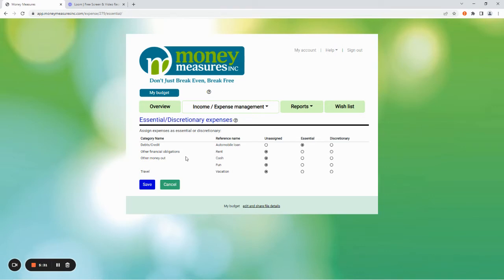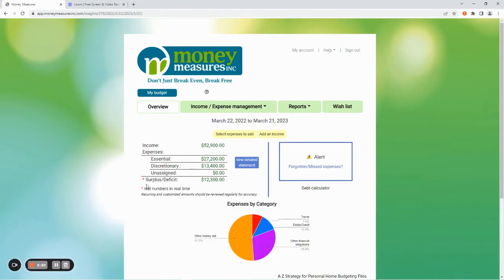Under contract to pay for the car loan. Rent, definitely essential. We'll say the cash goes on essential spending. And vacation. So now it's showing what's going towards essential spending or needs-based spending and discretionary spending. And also based on the categories that were entered for the expenses, this shows where the money is being spent.